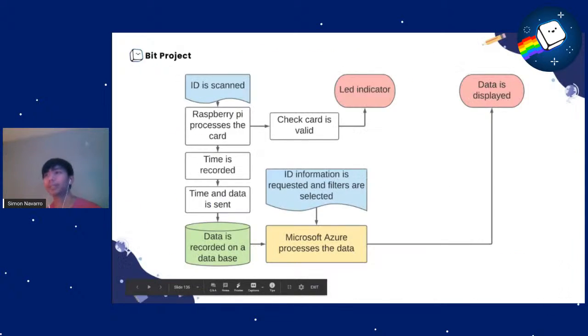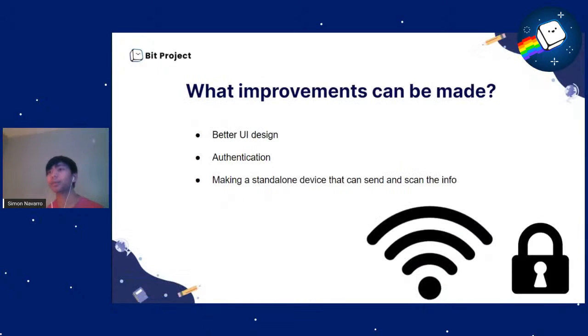What improvements can be made? First, better UI design, since the UI design that I have currently is kind of clunky. Second off is authentication, since you don't want everybody to see this. Third off is making a standalone device that can send and scan the info.